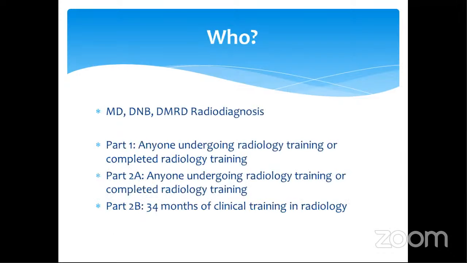Who can give FRCR? It is open for any person who is currently doing MD, DNB, or DMRD, or those who have passed these exams. Part 1 and Part 2A are open for anyone who is undergoing radiology training or those who have completed their radiology training. For Part 2A, earlier there was a requirement that you should have at least 2 years of experience, but that is not there now. So even a first year resident in radiology, if they want to, they can appear for Part 2A. For Part 2B, which is the clinical part, with the Viva and the practical exam, you need at least 34 months of clinical training in radiology, and as proof you need to show a signed letter from your HOD that you have completed 34 months.